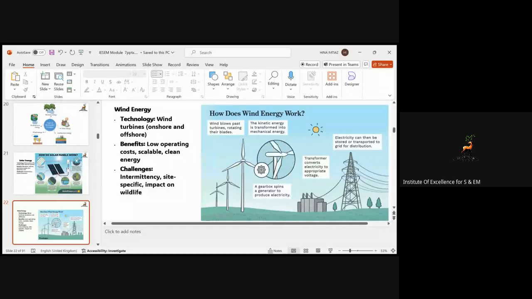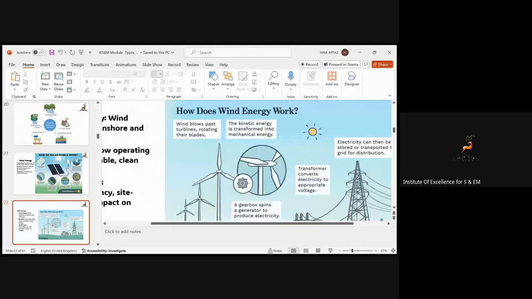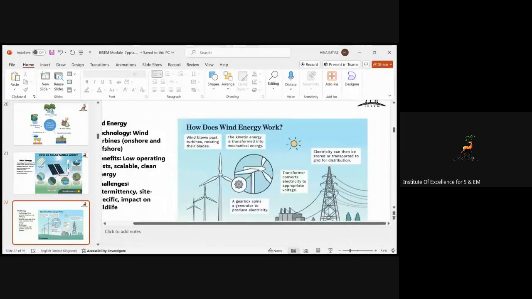That speeds up the rotation and allows for physically smaller generators. So this translation of the aerodynamic force to the rotation of the generators creates the electricity. Okay, so here I'm going to discuss from the image as well, that wind blows past, rotating the turbines and their blades, and the kinetic energy is transformed into mechanical energy. The kinetic energy is basically energy which is due to motion, the result of the motion of these blades.